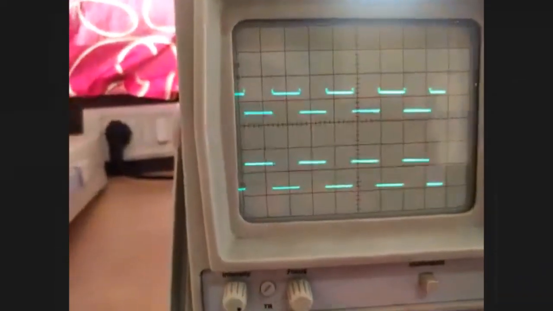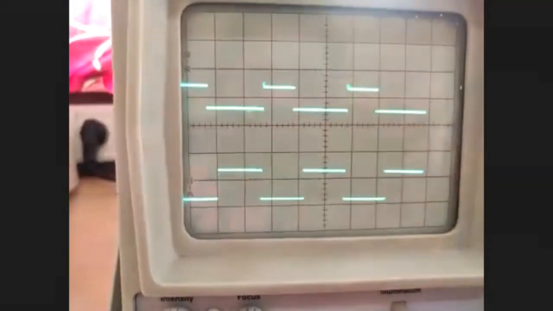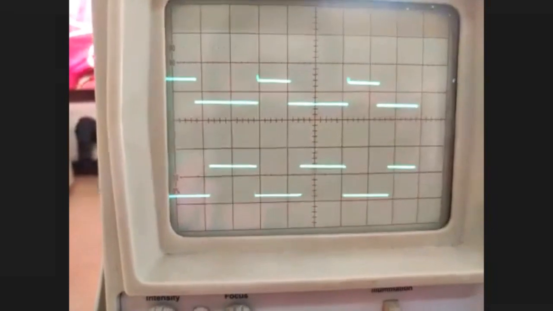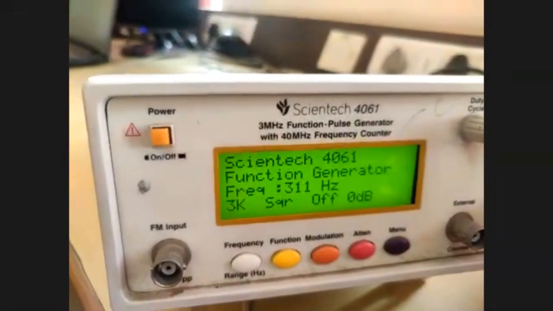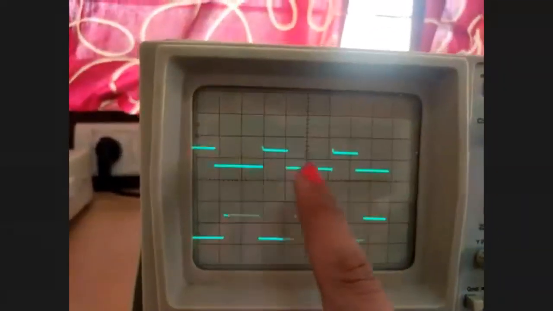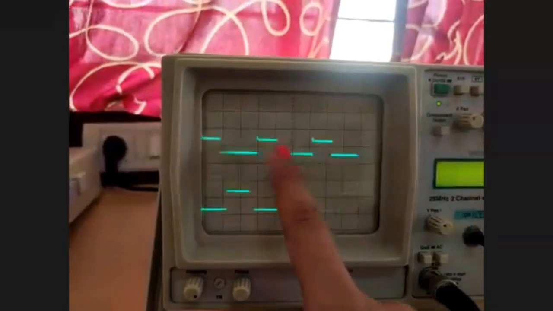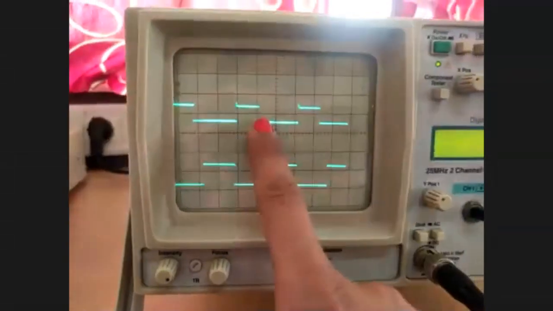Suppose I vary the frequency knob. If you decrease the frequency knob, when you decrease the frequency, then you can observe the output: the T on is less than T off. The T on is less than T off. So this is a duty cycle of less than 50%.